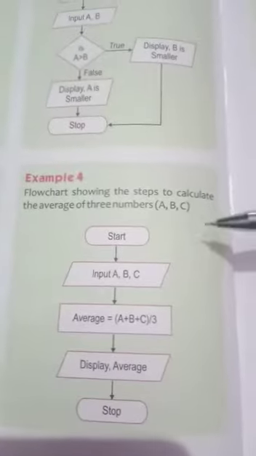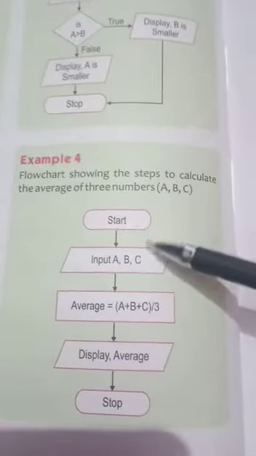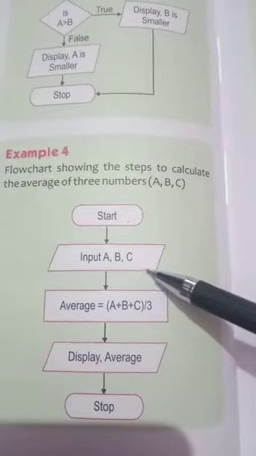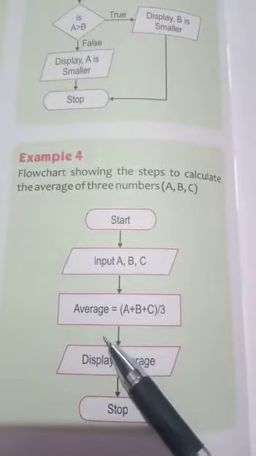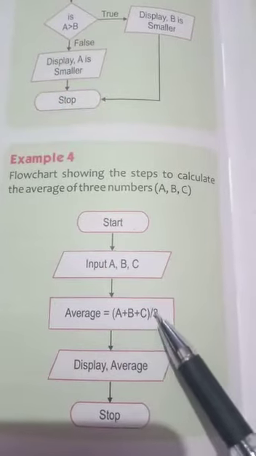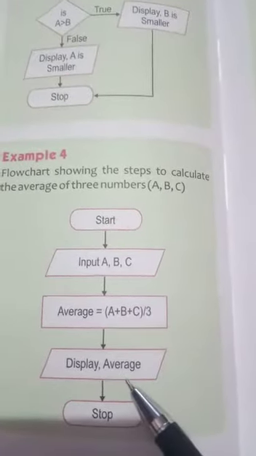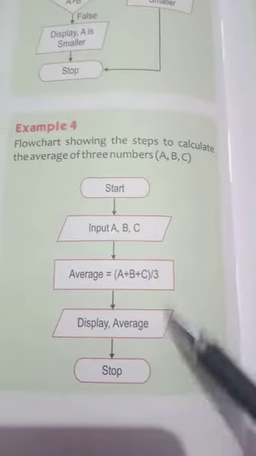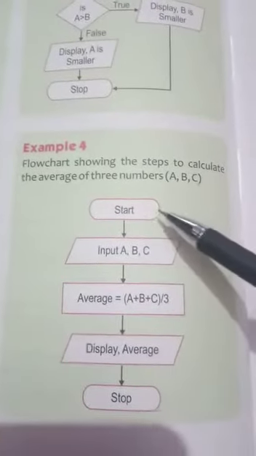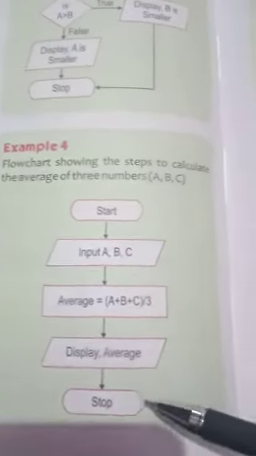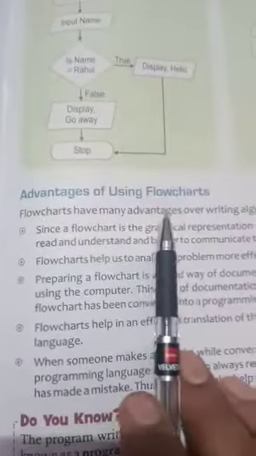Here are also simple steps to calculate the average of three numbers. Start, and then in the input box you have to input the three numbers A, B and C, and now this is the average. Average is equal to A plus B plus C, the total, upon how many numbers there are, 3, and display the average and stop. Okay students, this is a very easy way through which you can calculate the average of three numbers. This is the flowchart.